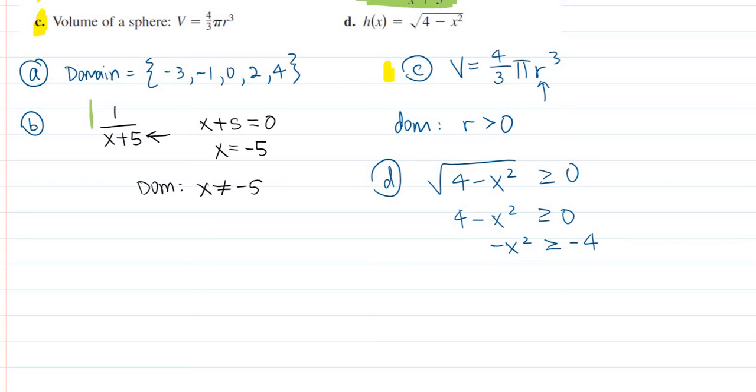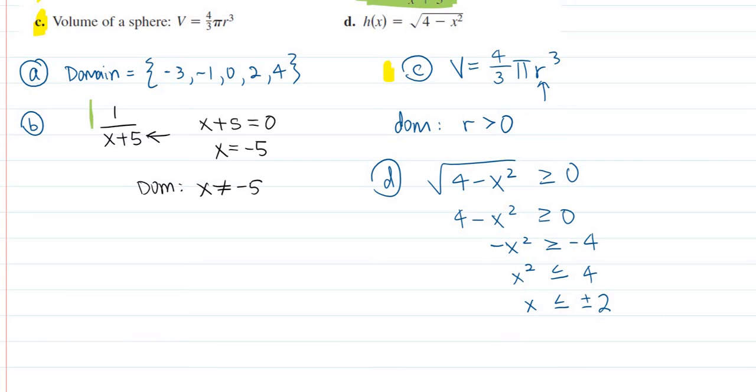Now divide each side by negative 1 to change the signs, and recall that when you divide each side by negative 1, you have to flip your inequality. Multiplying or dividing by a negative, you flip your inequality. Now we can square root both sides, and we get this. So x is less than or equal to plus or minus 2.